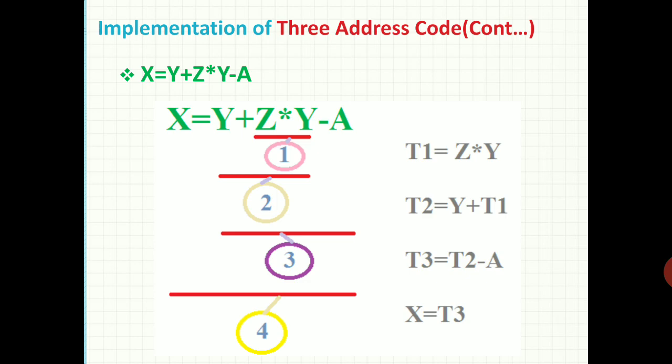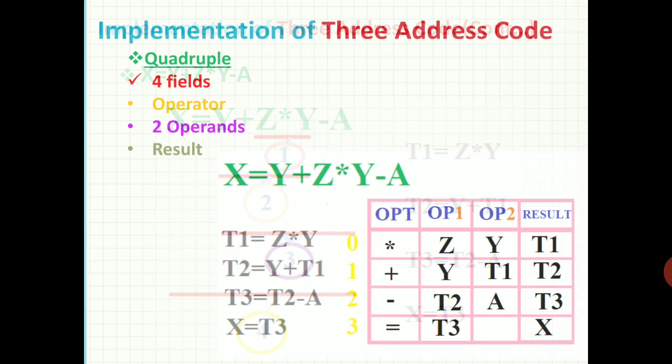So the first three instructions, t1 equal to z star y, then t2 equal to y plus t1, then t3 equal to t2 minus a, are assignment statements. The last one, x equal to t3, is a copy statement. So we get the three address code corresponding to the expression x equal to y plus z star y minus a.